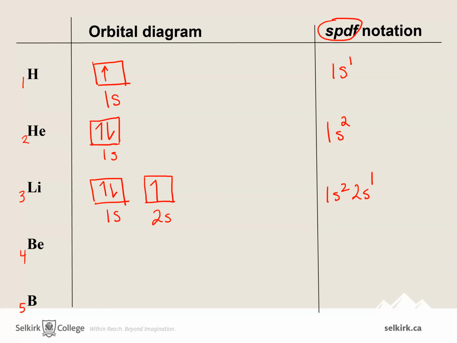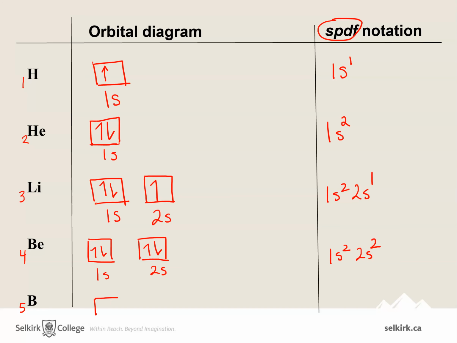Now, the SPDF notation isn't looking like much of a shortcut yet. If I had to draw the orbital diagram before I could draw the SPDF notation, that would get really tedious. But once we get some practice, you're going to be able to rattle off the SPDF notation without the orbital diagram. But we have to walk before we can run. Okay, beryllium, 4 electrons. 1s can hold 2, then comes the 2s, and it can hold the other 2, opposite spins. SPDF notation: 1s2, 2s2.